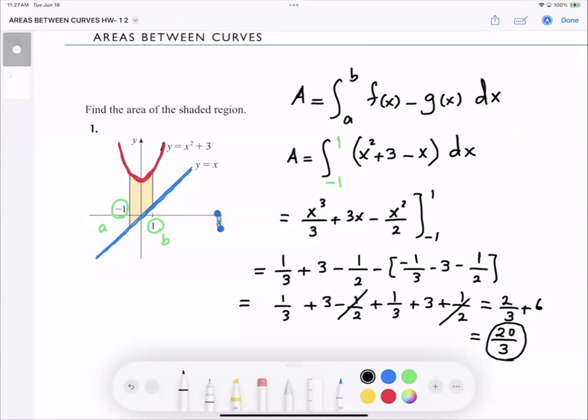So the area, since the question asked about the area, must be a positive value. So the area between these two functions is equal to 20 divided by 3. Whatever the unit is, you're going to square that unit.